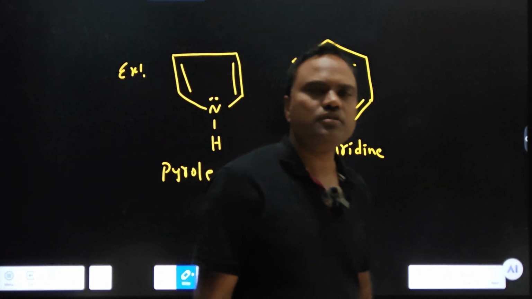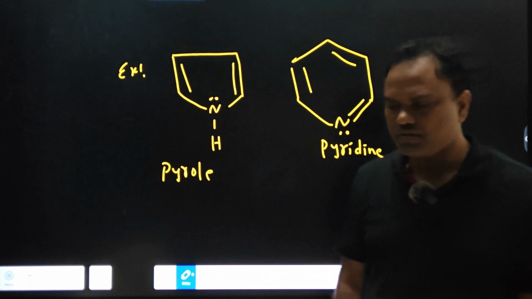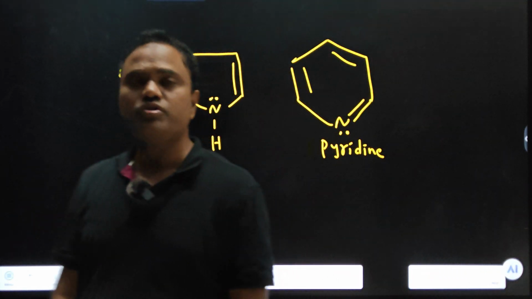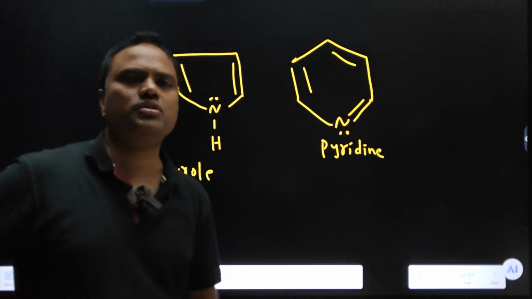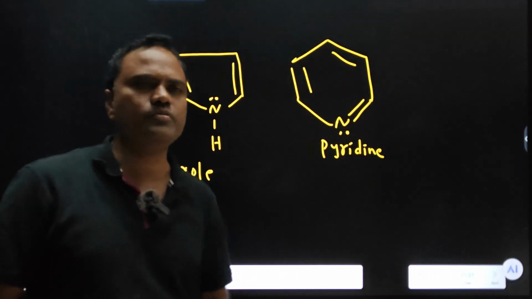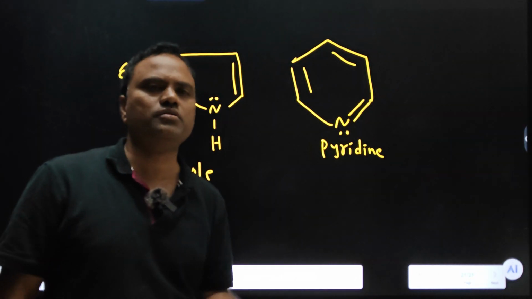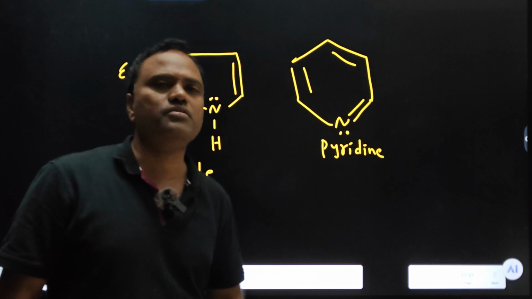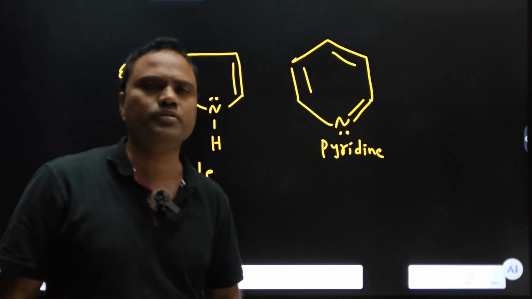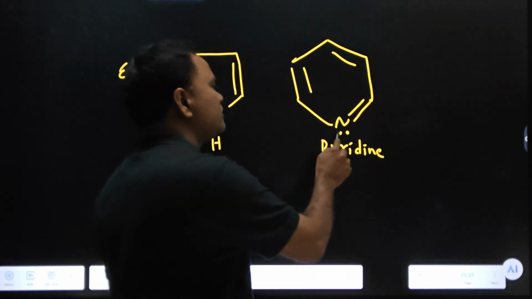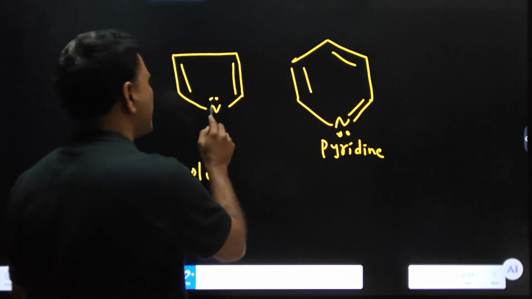Once again, I will revise the definition of basic nature. What is a base? Lewis base. Electron pair donor is called a Lewis base. The one which gives electron pairs, means the nitrogen. If it gives the electron pair easily, then the compound is said to be a good base. Nitrogen is carrying a lone pair. Here also nitrogen is carrying a lone pair.